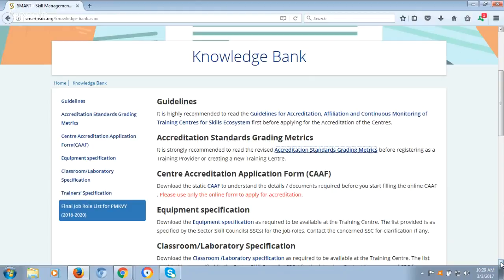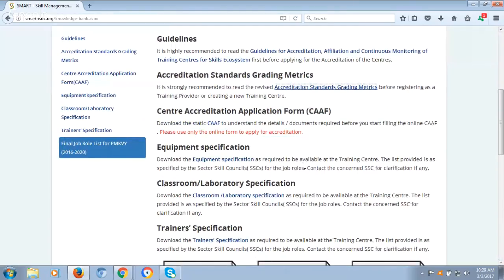Then, as I told you, it is an IT application-based online filling of the application. As I told you earlier, before registering as a training provider, you have to meet certain conditions. Ensure all documents for your training center are with you as soft copies: certificate of incorporation, PAN number, TAN number, TIN number, and training experience. In addition, we have a blank form as well, but details are required there. When you are actually applying for accreditation, you have to fill the online application. It is mentioned there: download the static center accreditation and application form before you start filling the form. Please use only the online form to apply for accreditation.